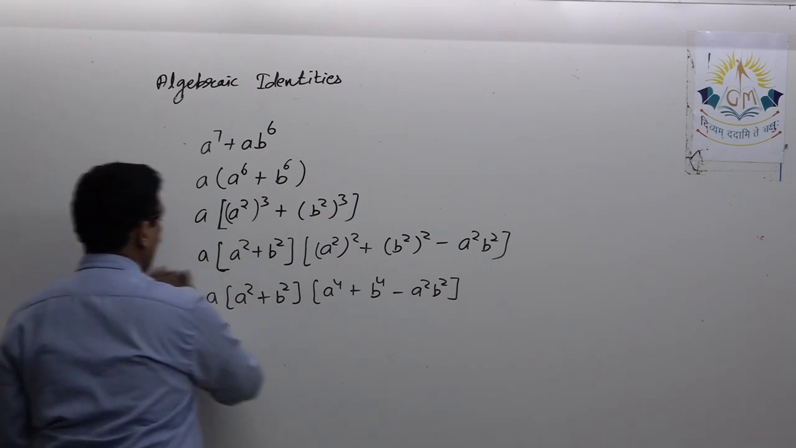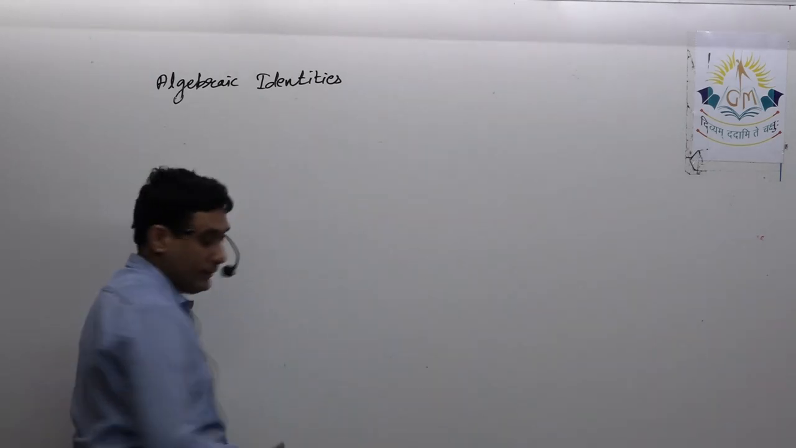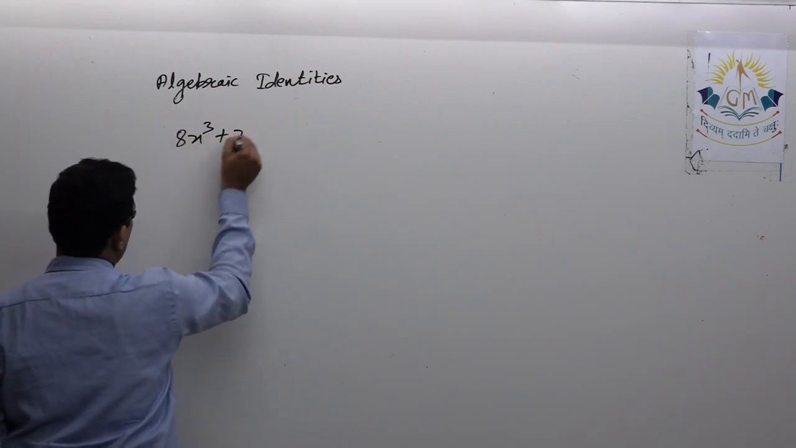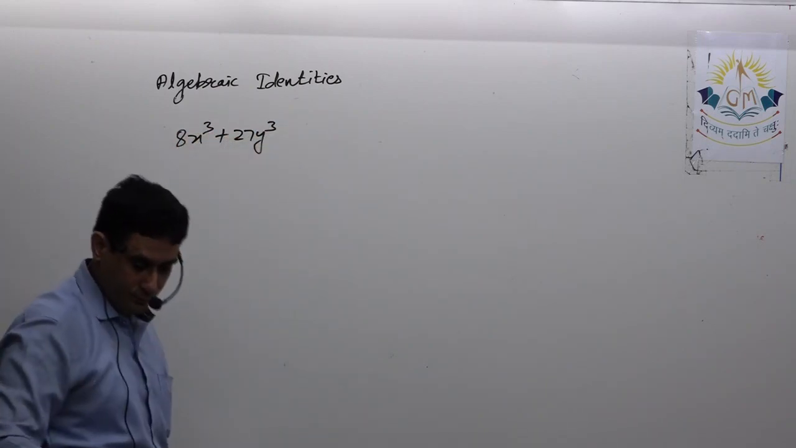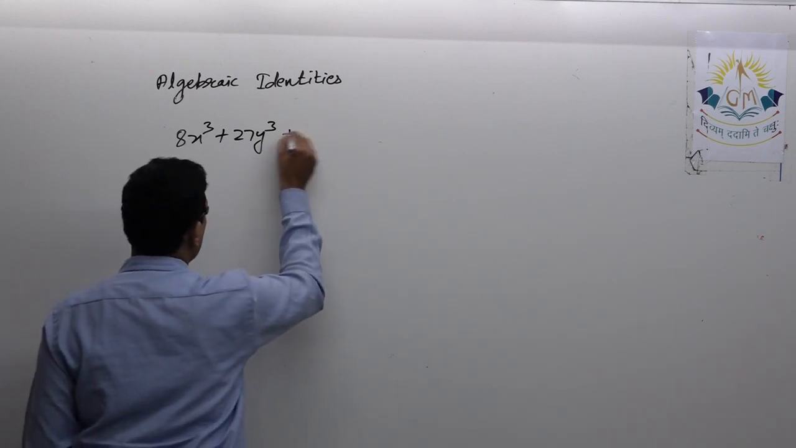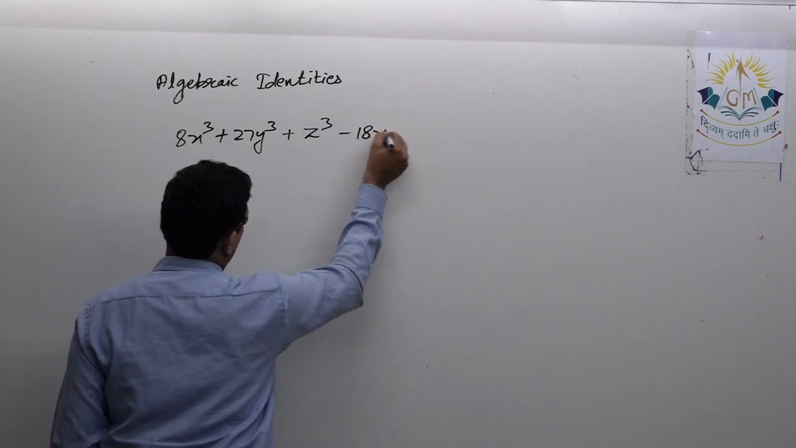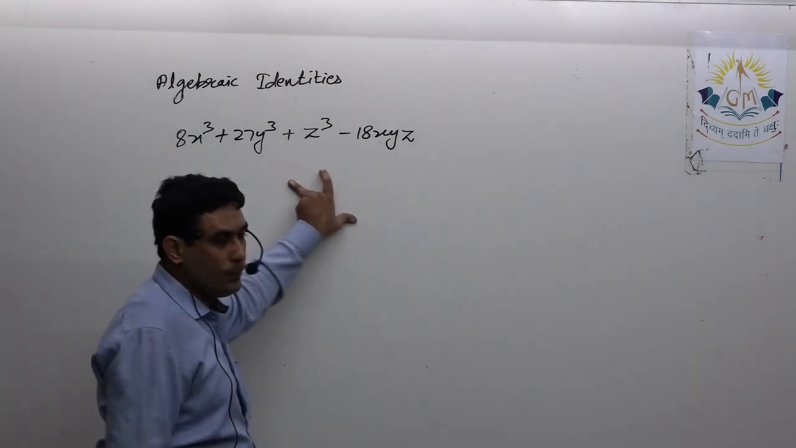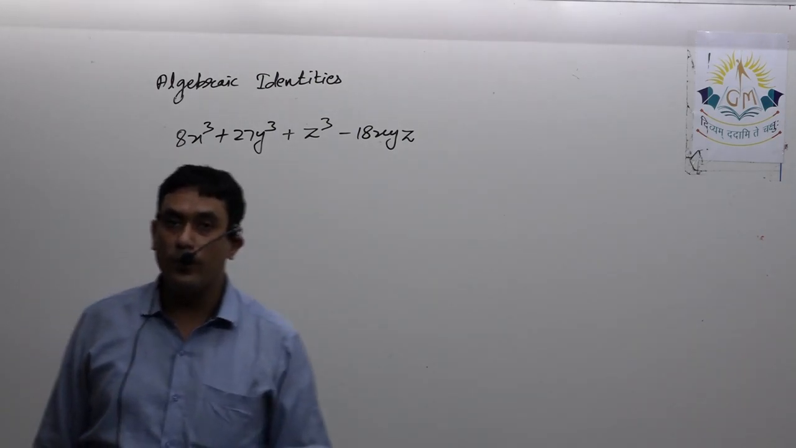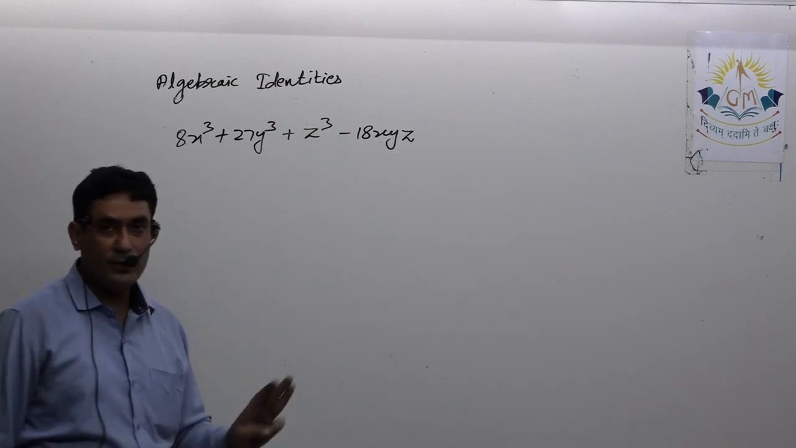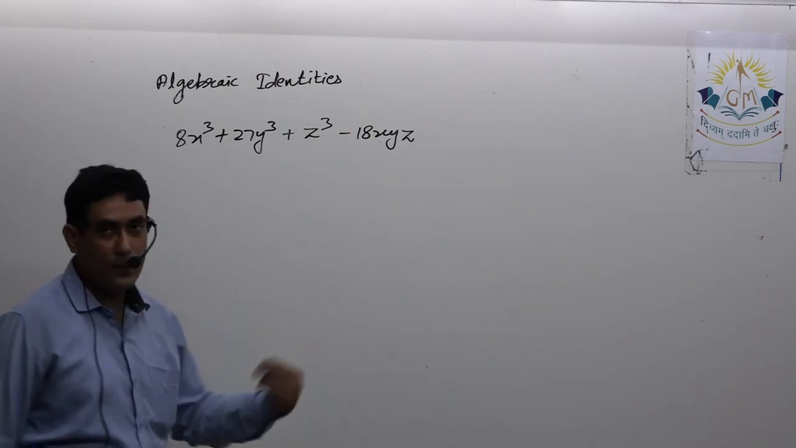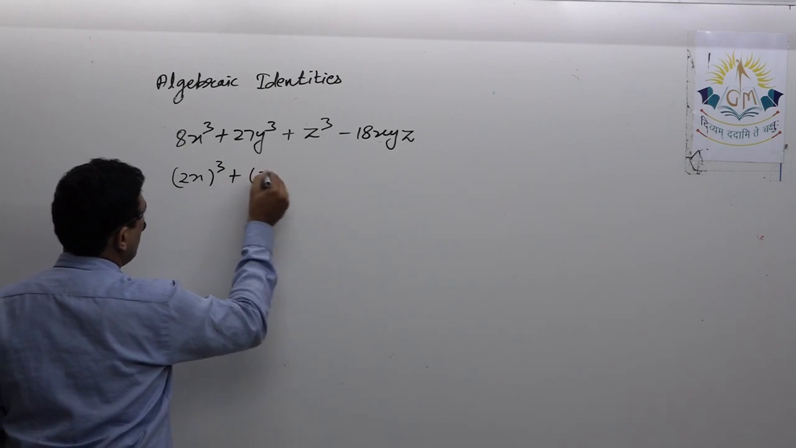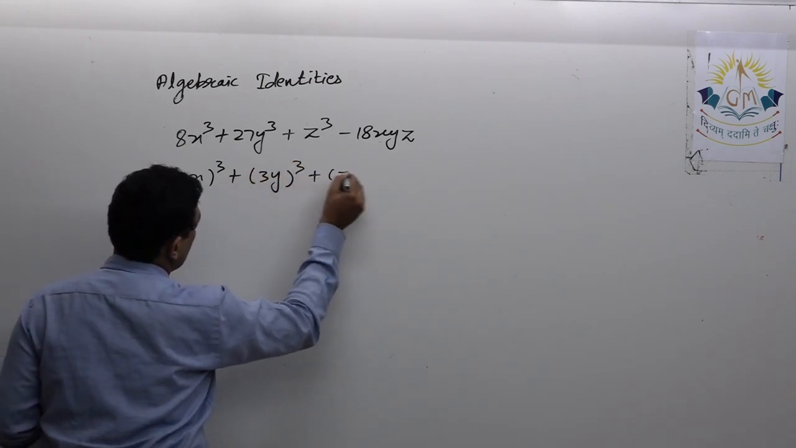Okay, so next is 8x cube plus 27y cube plus z cube minus 18xyz. The first thing that should come to your mind is that there are three cubes, so it might be an identity of a cube plus b cube plus c cube. Now we'll check whether the first three terms which have cubes are perfect cubes or not. Yes, this is actually 2x whole cube, this is 3y whole cube, and this is z whole cube.